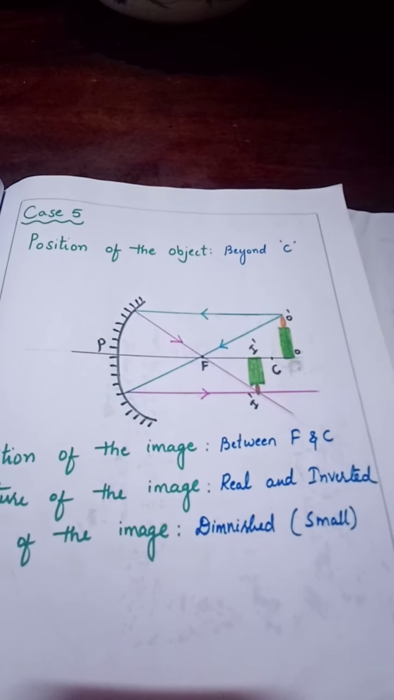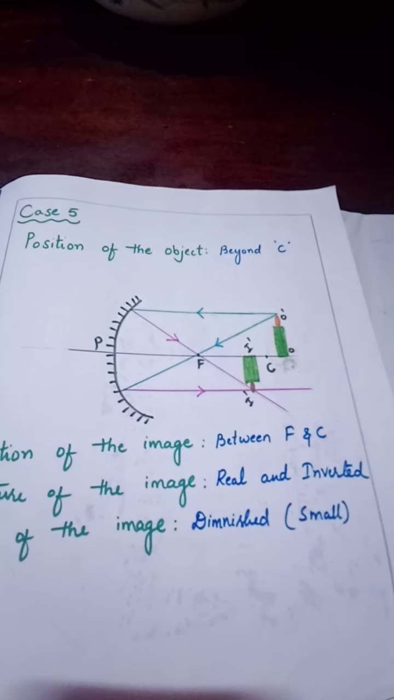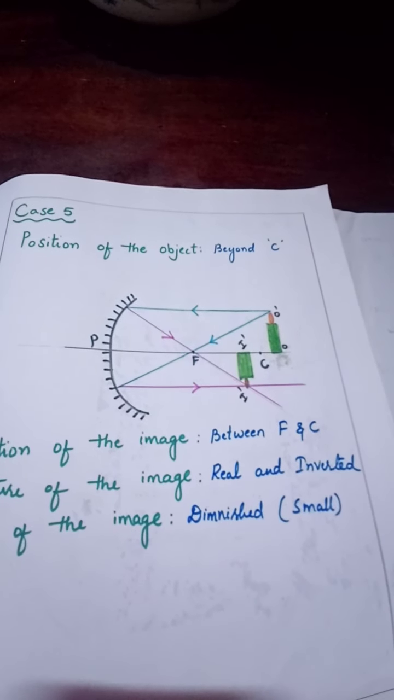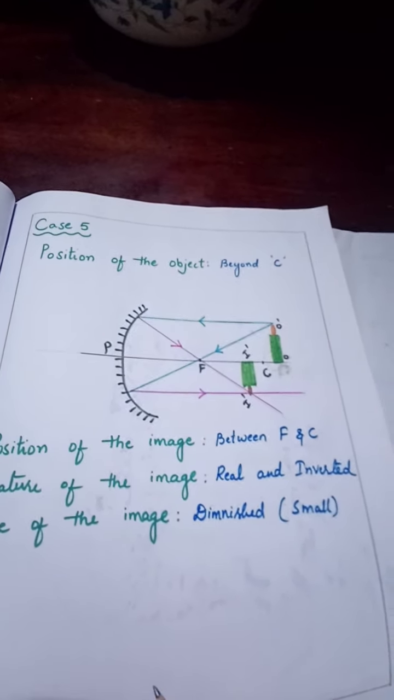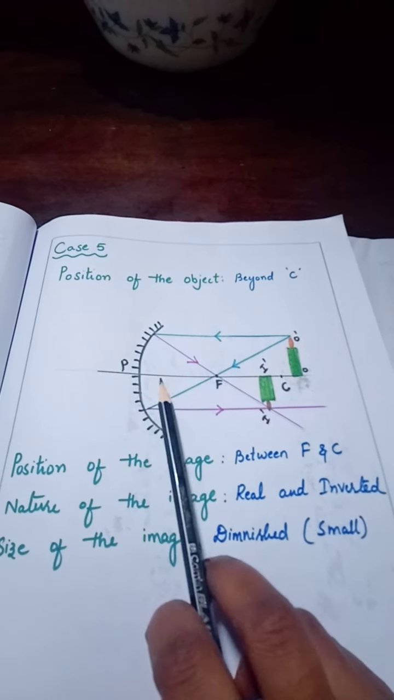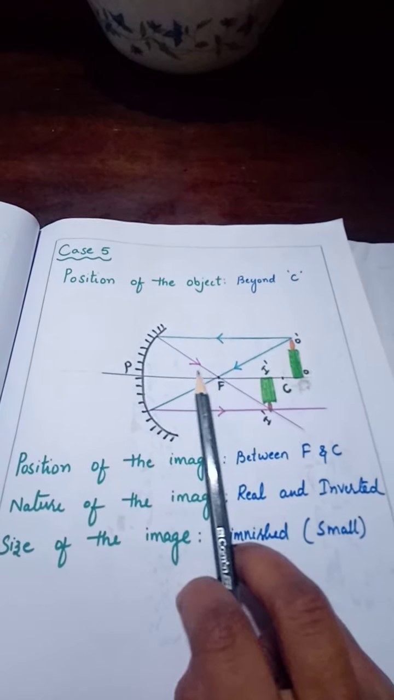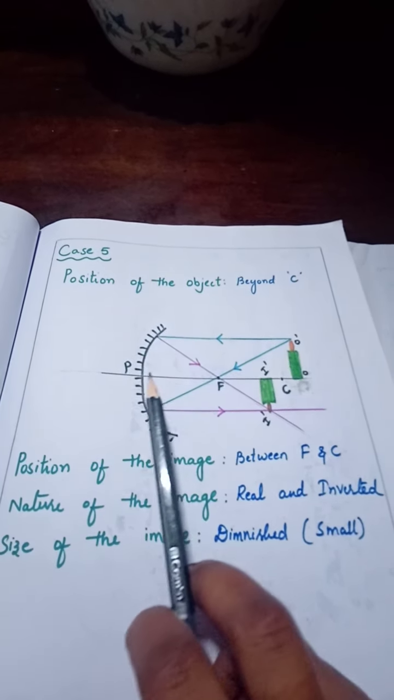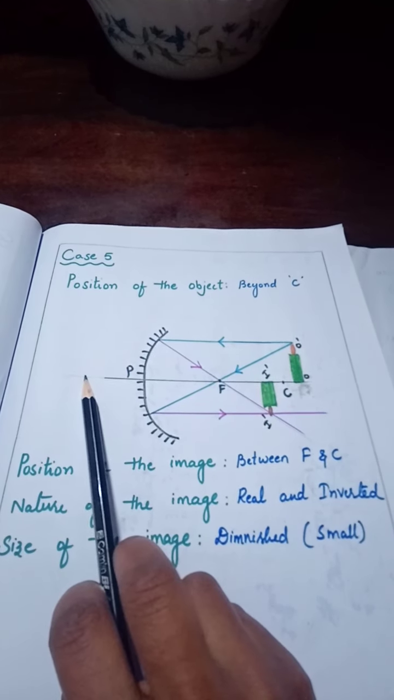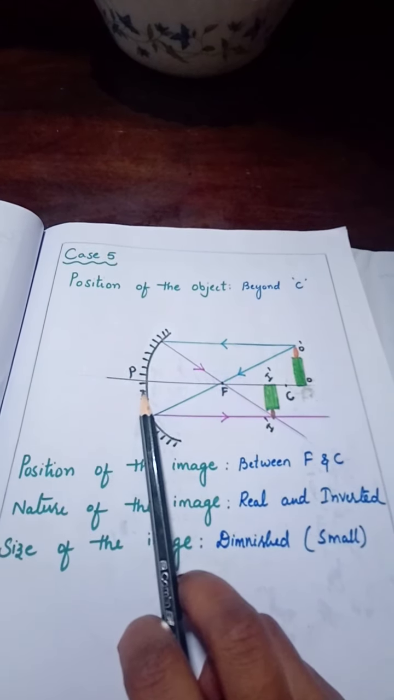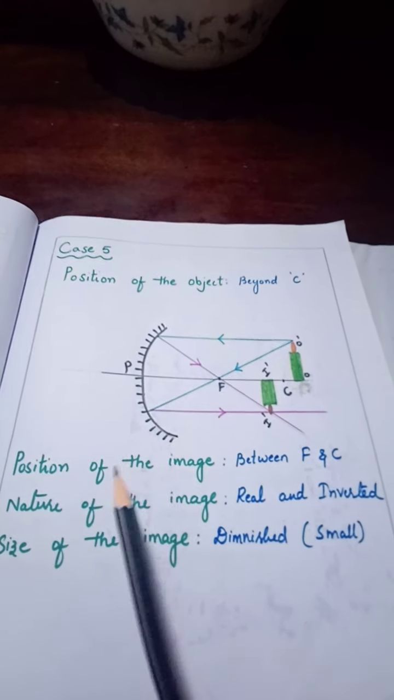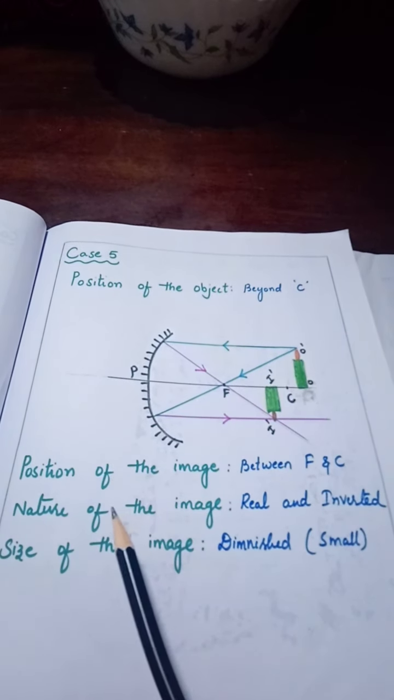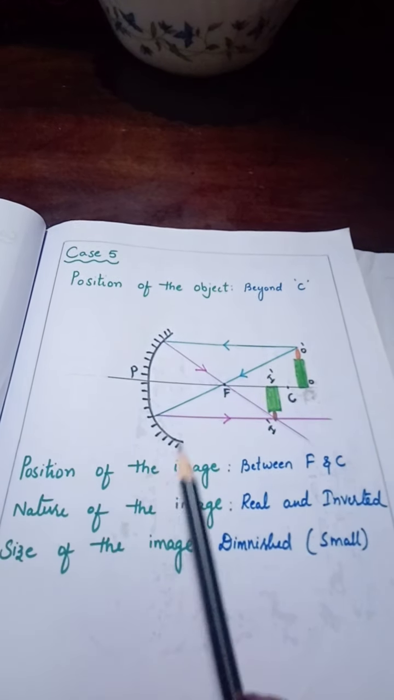For the different positions of the object, how the images changed, the nature and the size characteristics of the images we have learnt. Let's once again see what we have learnt. When the object is placed between P and F, the nature of the image is enlarged, virtual, erect, and the position of the image is behind the mirror. And this case we use in different applications. Example: shaving mirrors, car headlights, even the mirror used by a dentist.